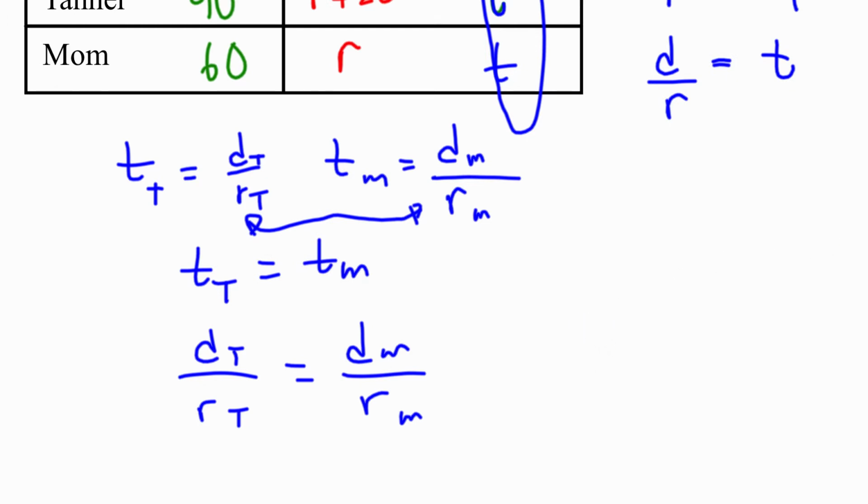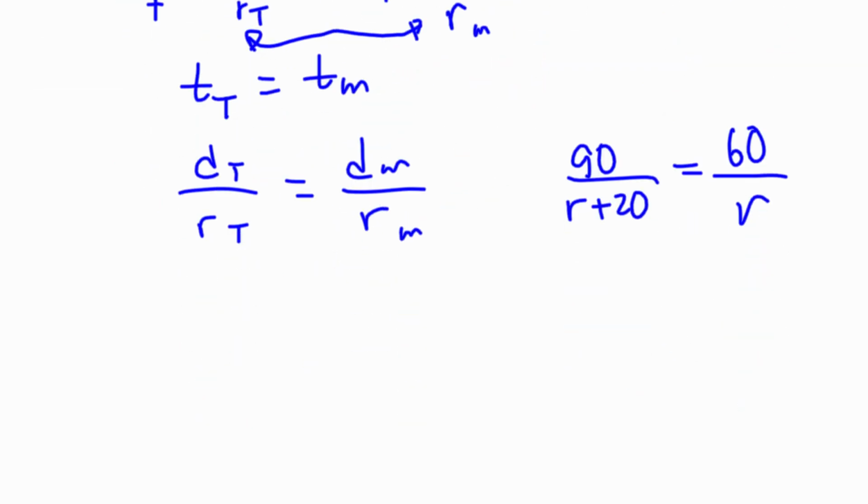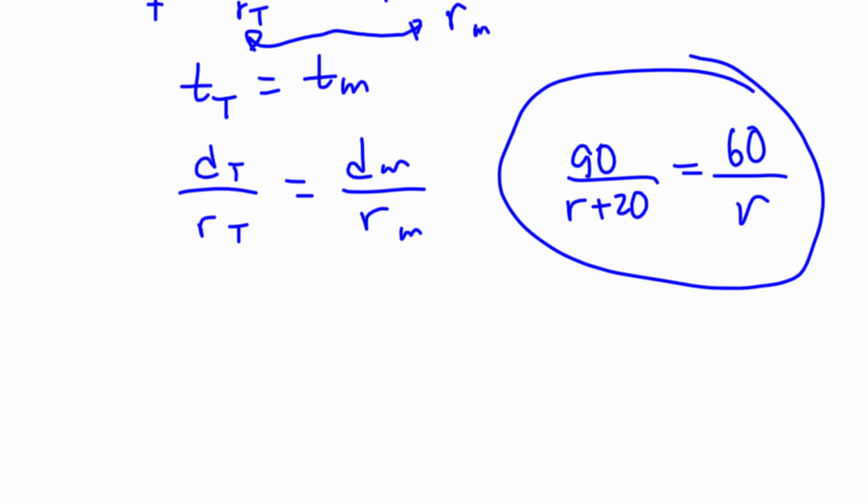Distance that Tanner goes is 90, divided by Tanner's rate, he's going his mom's rate plus 20, is equal to the distance the mom goes, 60, divided by how fast she's going, r. There we go. So here is a formula that I can use that only has one variable, and so I can solve for that variable. Let me just write it down again over here. So 90 over r plus 20 is equal to 60 over r.